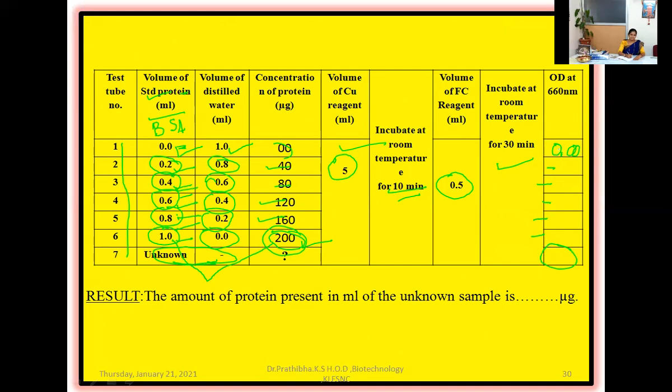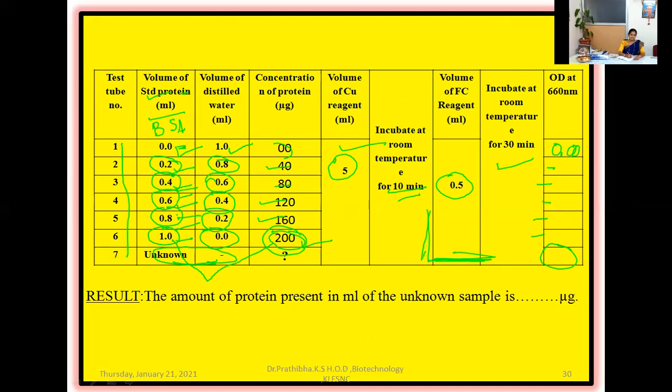Whatever the six test tube ODs are, you are going to plot them in the graph. If this is the x-axis and this is the y-axis, on the x-axis you take the concentration of the protein, and on the y-axis you take the OD. Whatever ODs you got, you plot here, at absorbance of 660 nanometer, and here you check the maximum number of points crossed by a line plotted through the origin.